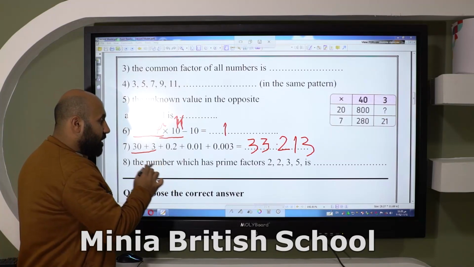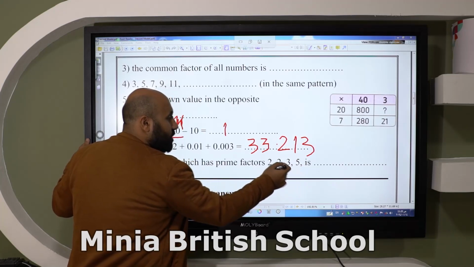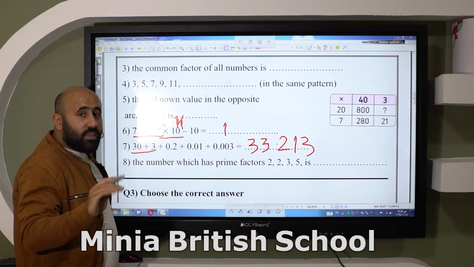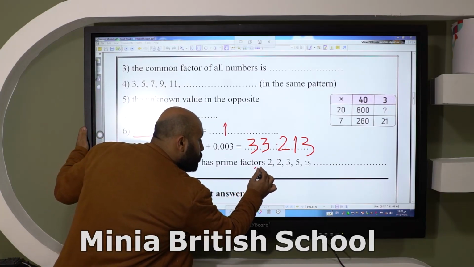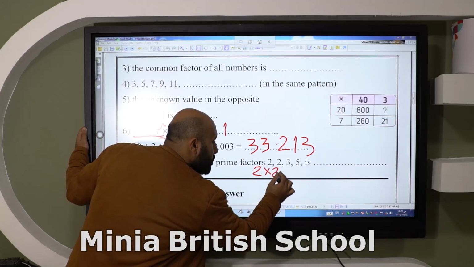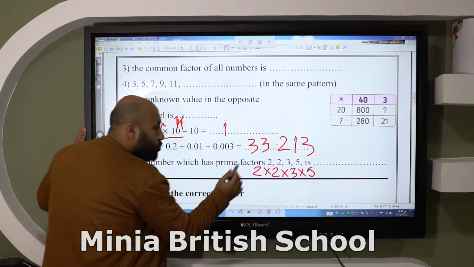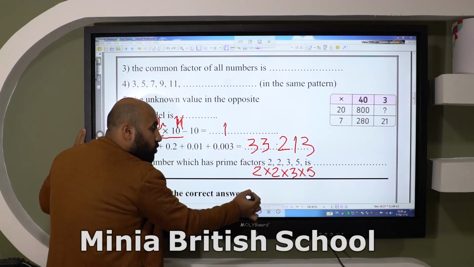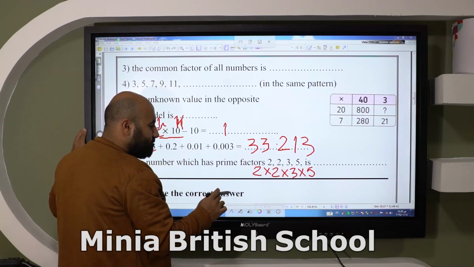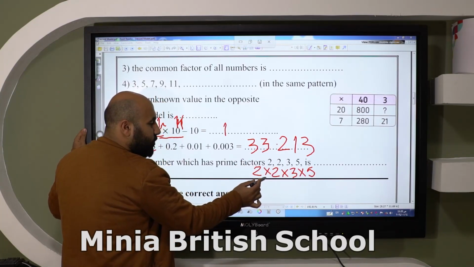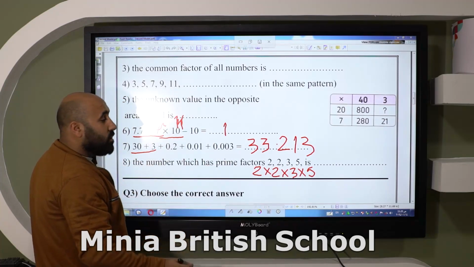The number which has prime factors 2, 2, 3, 5 is, to find out this number, it's simple. I will multiply them all. So it will be 2 times 2 times 3 times 5. 2 times 2 equals 4. 4 times 3 equals 12. 12 times 5 equals 60.